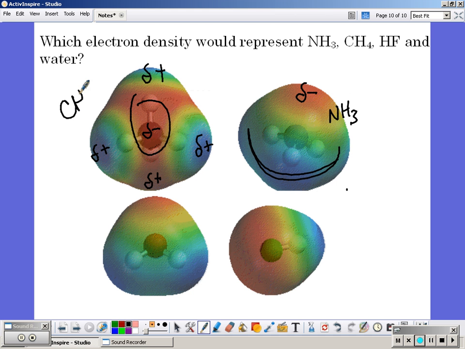HF, we already said F would be my delta negative, and my hydrogen would be delta positive. So this would be HF, leaving water to be this one. So we have our delta positives for our hydrogen and our delta negative for our oxygen.